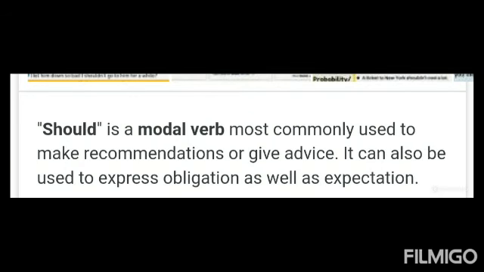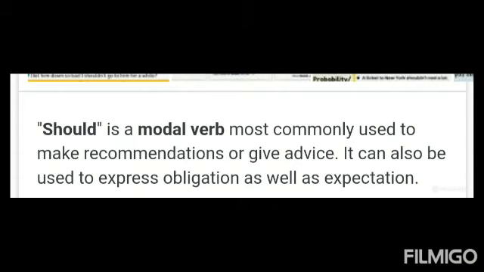Let's take should first. The first point to use should is the past form of shall. Second rule, it is used to express duty or obligation. Let's take an example. I should help my friend. This is duty. You should not be lazy. Obligation. Now, third point, it is used to express opinion.